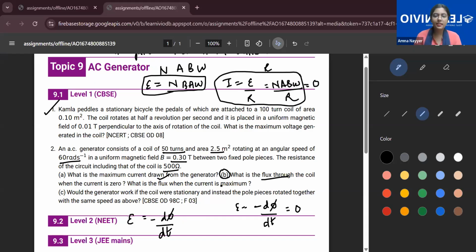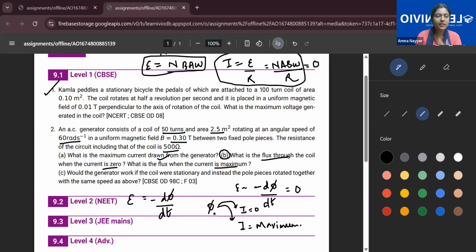So whether the current is maximum or zero is determined by this equation only. We have seen that flux and magnetic field influence the current. So when this current is zero, what is the value of this flux? And when the current is maximum, what is the value of this flux? This is what is meant by the question.